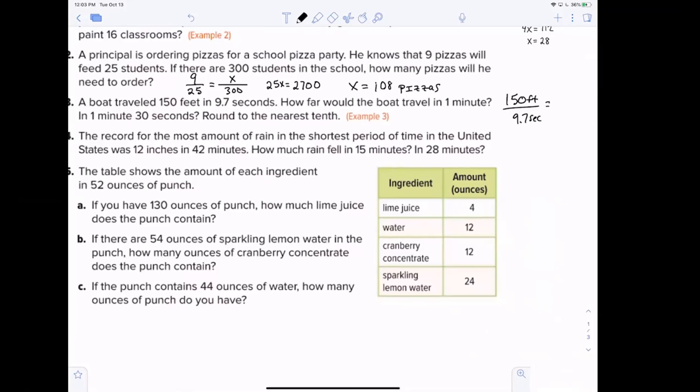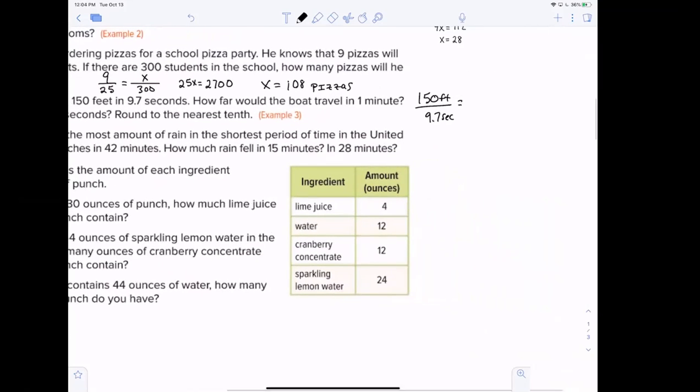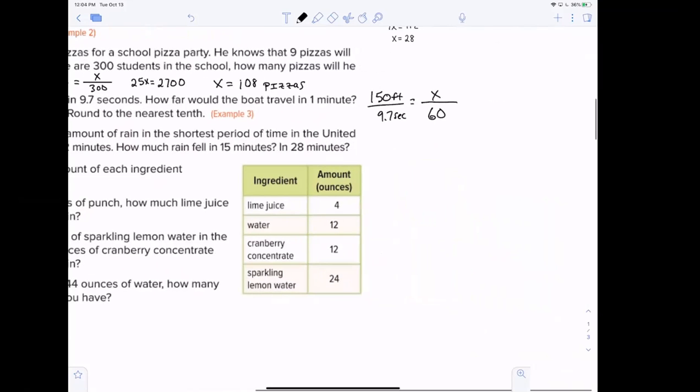Oh, now we have a problem. How far would the boat travel in 1 minute? So what's the problem with 1 minute? That's right. So how many seconds? You're awesome, girl. Good job. All right, now cross multiply, tell me what we get. 9.7 x. Good job.